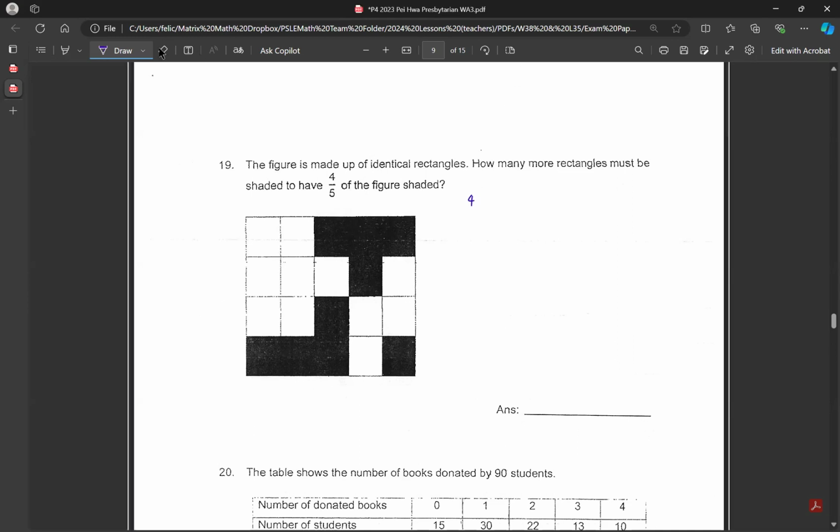So 4/5. Okay, we are going to change the denominator to 20, which is times 4 to the bottom, times 4 to the top. So you need 16 over 20 to be shaded. So right now, we obviously do not have 16 shaded. So let's count how many shaded. So there's 1, 2, 3, 4, 5, 6, 7, 8, 9. 9 shaded. All right, so 9 shaded means I need another 7 more. 7 more rectangles to be shaded. So just subtract.